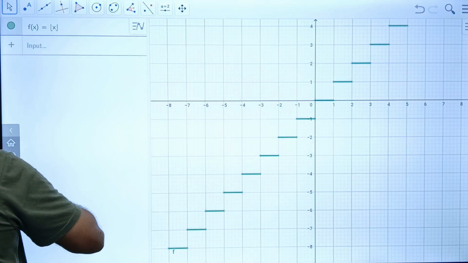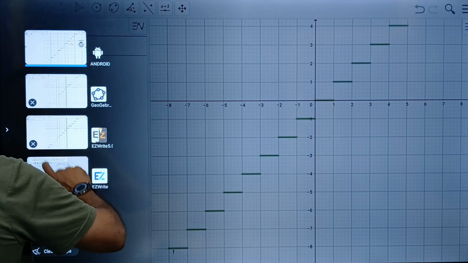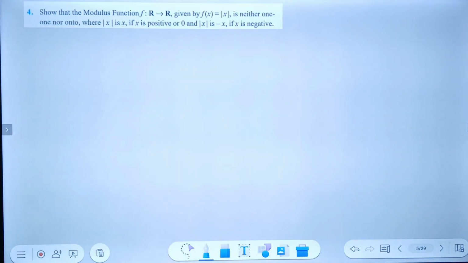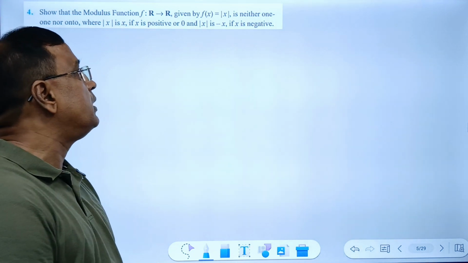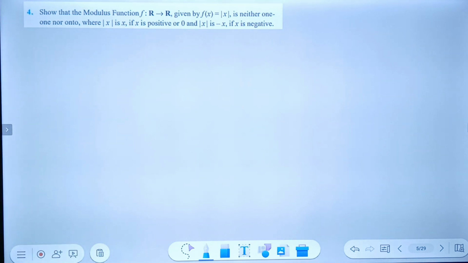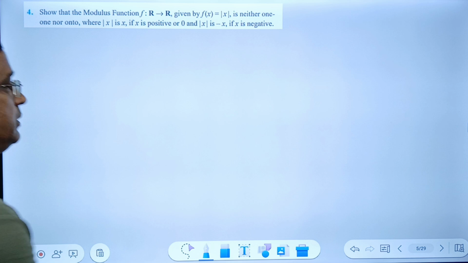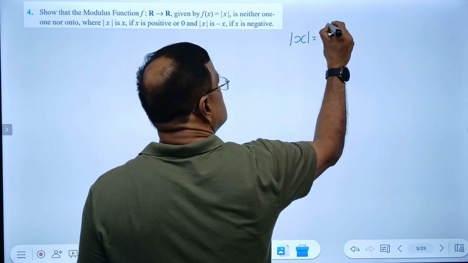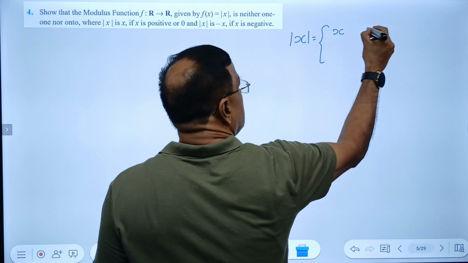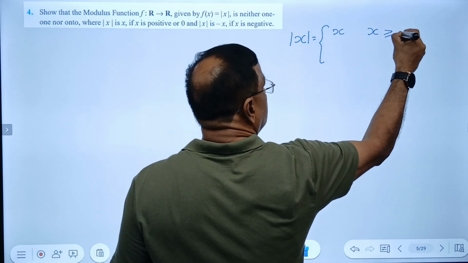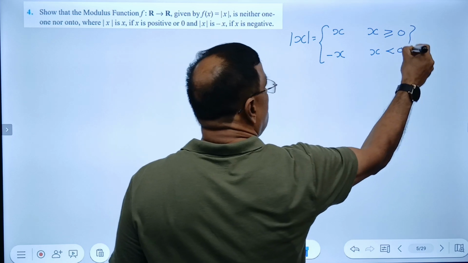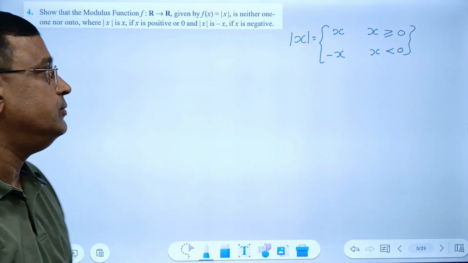Let's continue. The next question is, show that the modulus function f of x is equal to mod x is neither 1 to 1 nor onto. Okay. Now what is the definition of modulus of x? Definition of modulus x is plus x when x is greater than or equal to 0, minus x when x is less than 0. Remember, modulus always returns positive value.